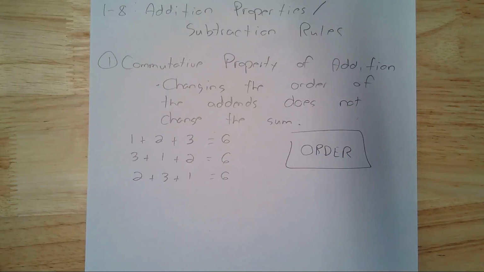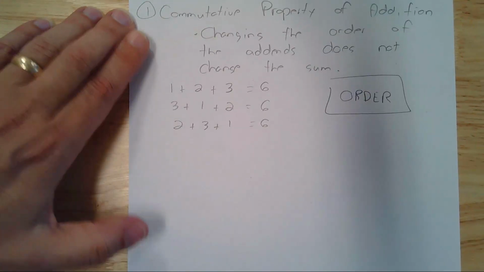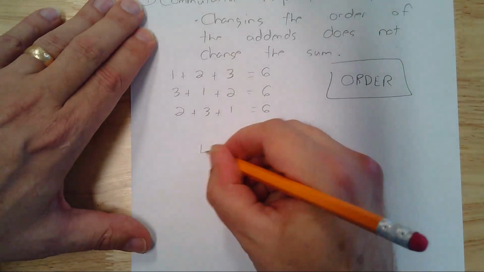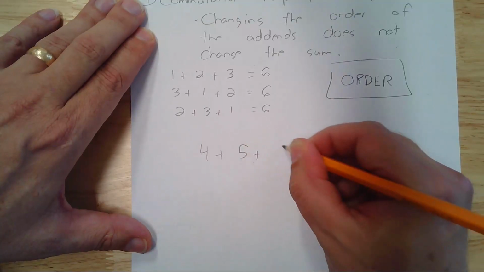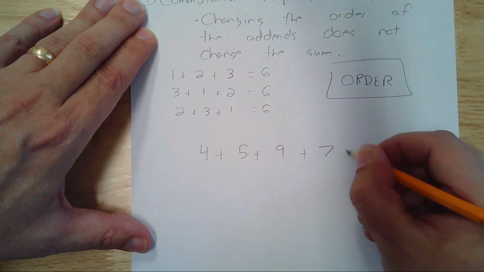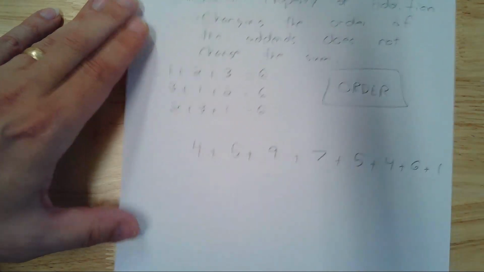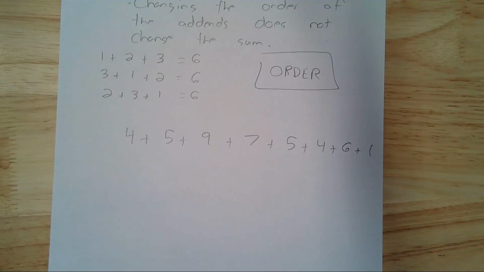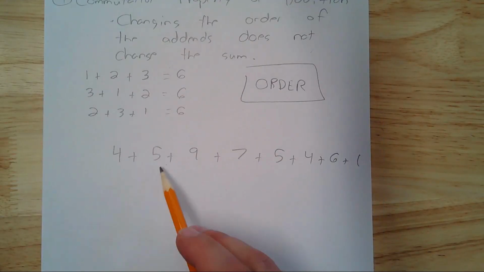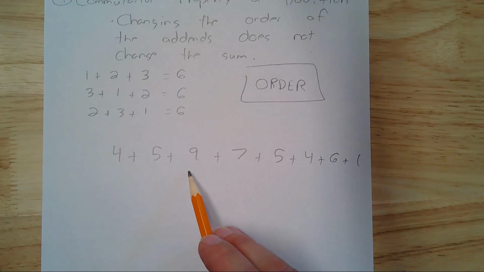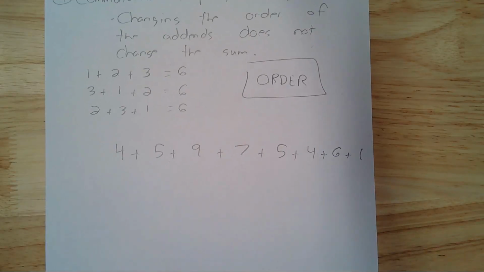What do we use that for? We use it for a scenario like this. And you don't necessarily have to write this down here. 4 plus 5 plus 9 plus 7 plus 5 plus 4 plus 6 plus 1. So I wrote a lot of stuff down there, and I could certainly go 4 plus 5 is 9, 9 plus 9 is 18, 18 plus 7 is 25, right? And just peel through it.